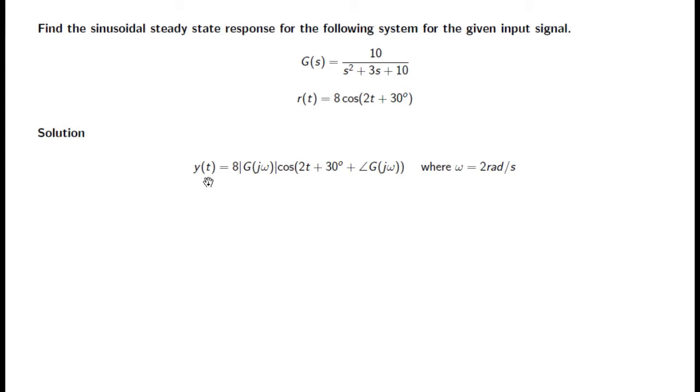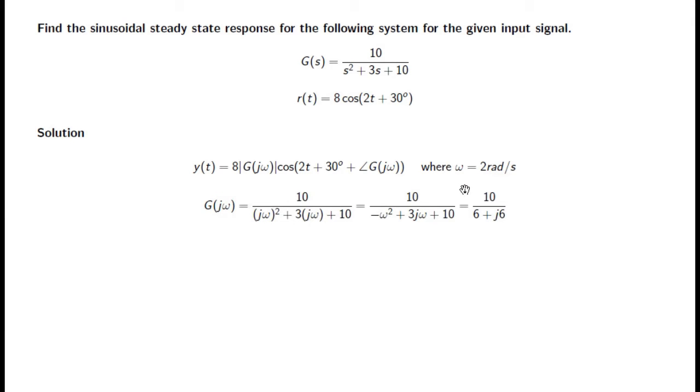So obviously, y of t is going to be the same thing as output. Only thing is the amplitude is going to be modified by magnitude of G of j omega, and the angle of G of j omega is going to get added. So omega is equal to 2 radians per second. Therefore we should calculate G of j omega.